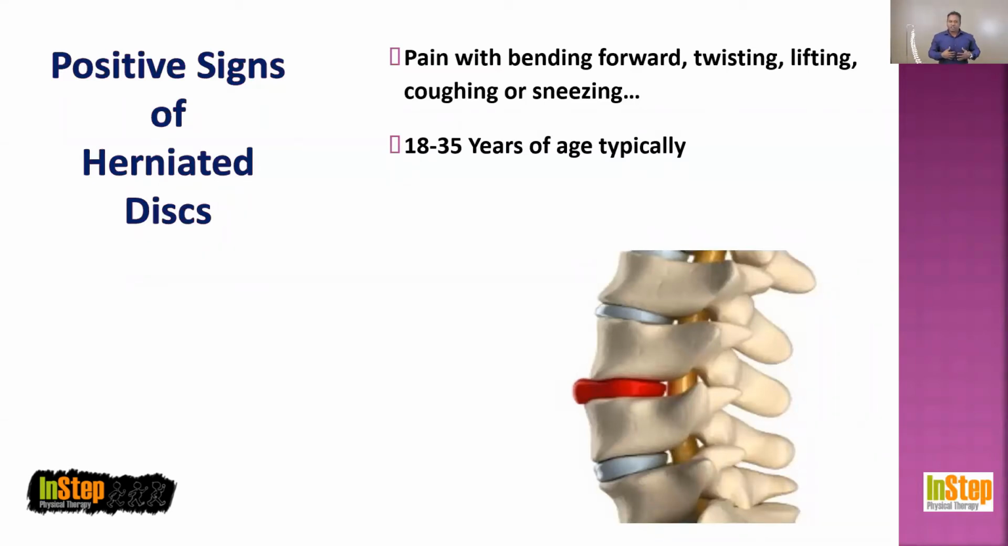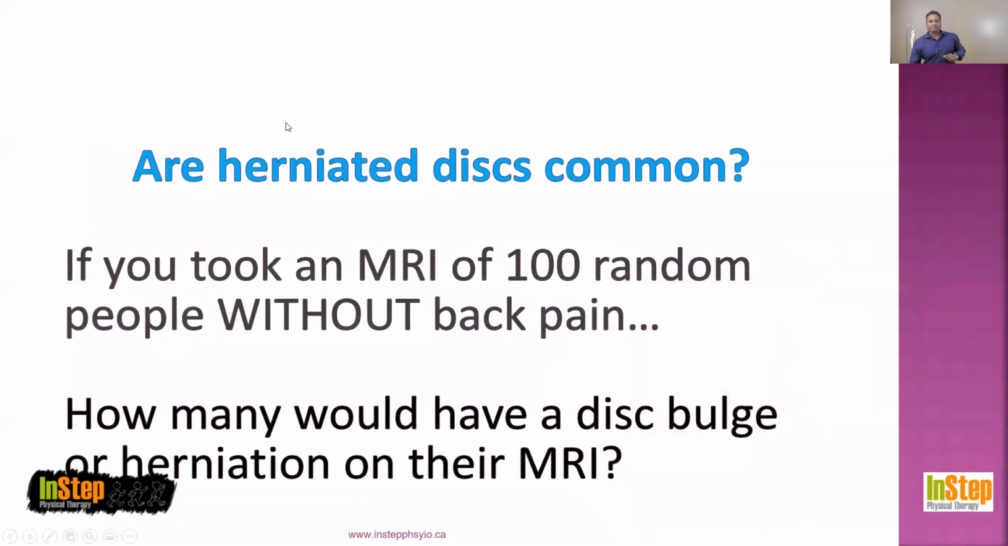Sometimes if you have to struggle a little bit to go to the washroom and stuff, you can get the pain as well. Or in our Edmonton weather, in the winter time, you have to push a car holding your breath, it can happen as well. A very common age is 18 to 35 years. Are these common? Coming back to the MRI again here, if you took an MRI of 100 random people without back pain, how many people do you think will have disc bulge? Just give a guess, any number, give a guess.